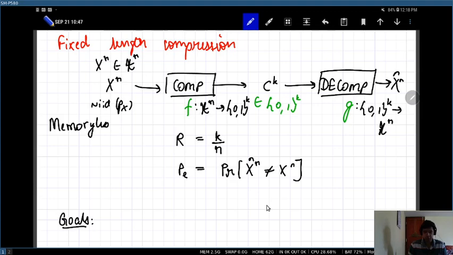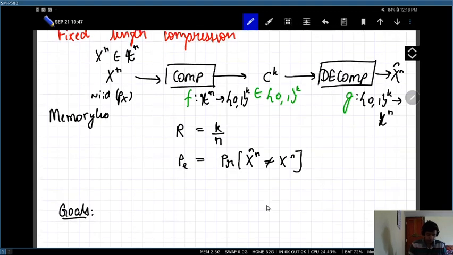Note that k must remain fixed in the sense that the person who has to design the compression and the decompression algorithm is given px, and he has to choose k. So k can be a function of, and in general will be a function of, the distribution px, but k should not depend on the realization of xn. So someone gives you a px, your goal is to design k, f and g such that the rate is as small as possible and the probability of error is as small as possible, right?